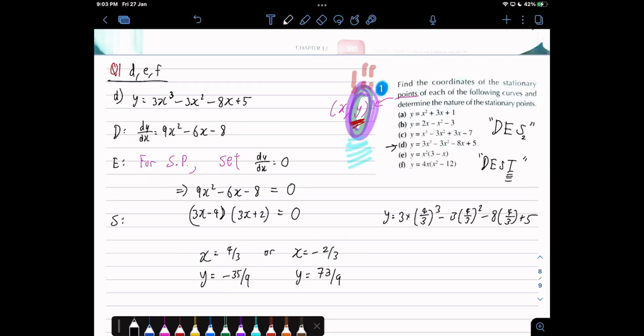So the T stands for 2. Set the differential equal to 0, solve for x. Read the whole sentence. You are able to determine the nature using the first derivative test. The second derivative test can also help you to determine the nature.